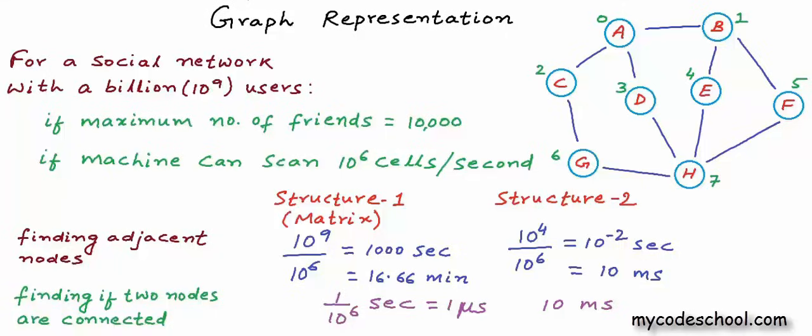So now, given this analysis, if you would have to design a social network, what structure would you choose? No-brainer, isn't it? Machine cannot make a user wait for 16 minutes. Would you ever use such a system? Milliseconds is fine, but minutes, it's just too much.